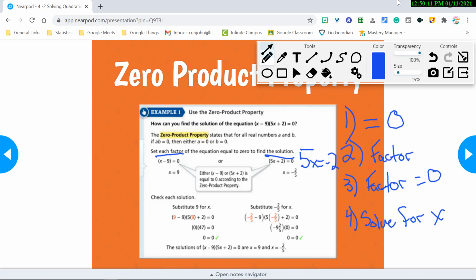So we can check them. When we substitute them back into here, if they equal 0, we're good, and they do. The first set of parentheses, when we plug in 9, is 9 minus 9, 0. 0 times anything else is 0. The second equation, we're plugging in a negative 2 over 5 for the x value. The second set of parentheses turns into 0. 5 times negative 2 over 5 is negative 2. And of course, negative 2 plus 2 is 0. 0 times anything is 0. So those are our solutions: 9 and negative 2 over 5.